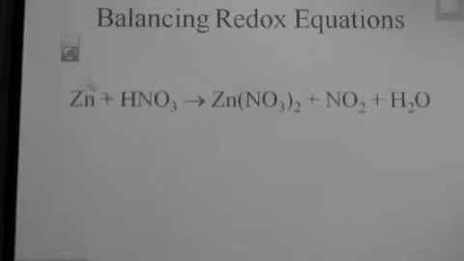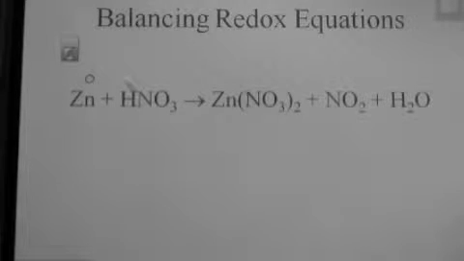And anytime you have a free element, that's going to have an oxidation number of 0. So zinc here is going to have an oxidation number of 0. Then we go to the nitric acid, and we need to assign an oxidation number for each element within this substance. And based on what charges these elements usually have, we can get started.